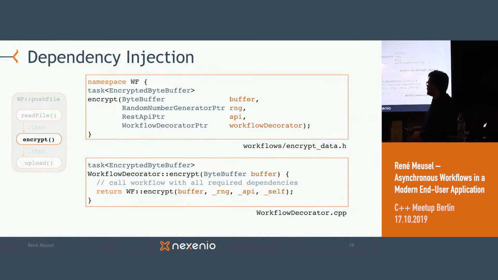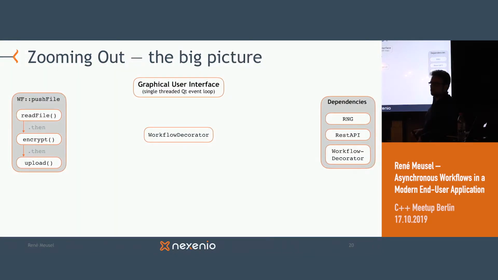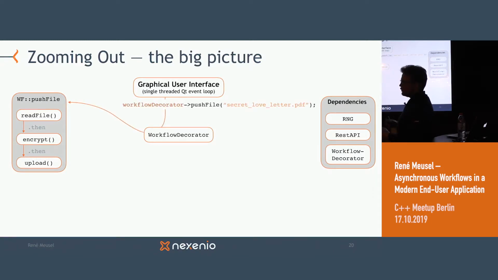So now, how does this all play together? Let's zoom out and look at the whole program doing its thing to upload a file. The user decided to upload their love letter and calls, of course via a button, right? The button calls into the workflow decorator and says, please push that file into our cloud storage. And the workflow push file, as we saw, is just an orchestrator.